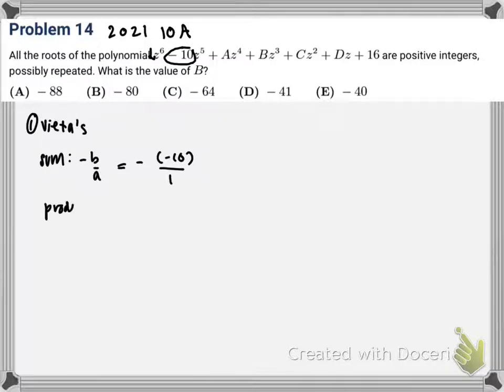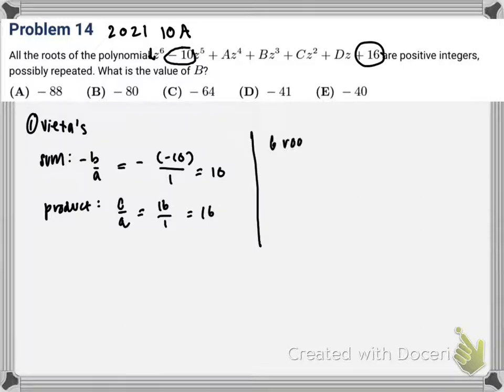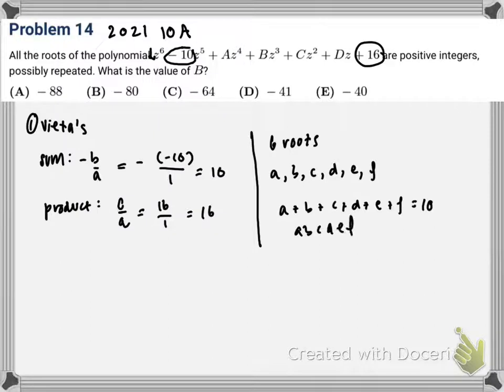And the product of roots is going to be the constant term, 16, over the coefficient of the leading term. So we know the sum of the roots is going to be 10, and the product of the roots is going to be 16. So how are we going to get 6 numbers, since there are 6 roots: A, B, C, D, E, F? We want A plus B plus C plus D plus E plus F equals 10, and A times B times C times D times E times F equals 16.